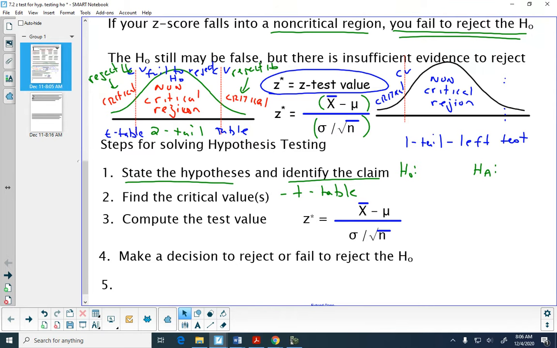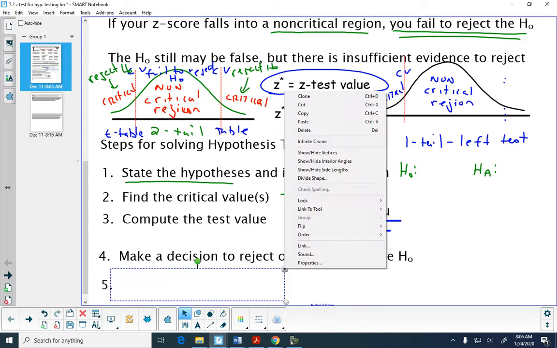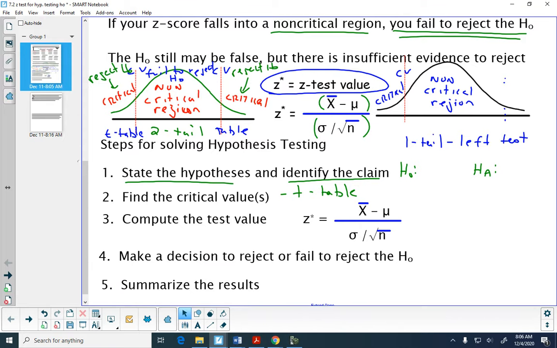And our final step, summarize your results. Once again, just like with the confidence interval, you can make a final statement. At this point, we have enough evidence to reject the null hypothesis of whatever it is, or at this time, we do not have enough evidence to reject the null hypothesis of whatever it is.